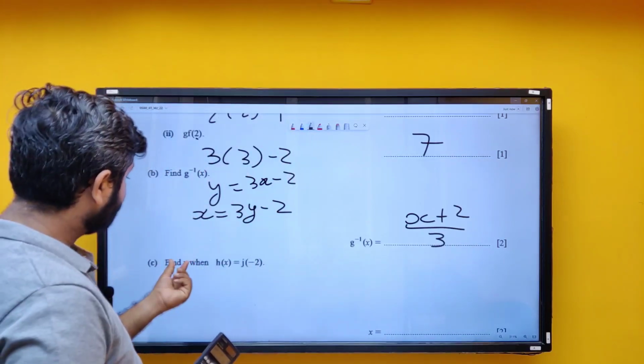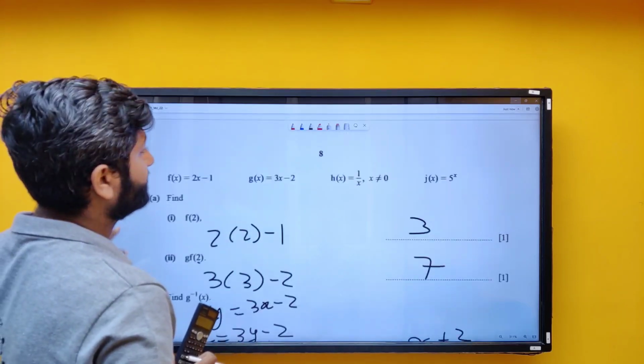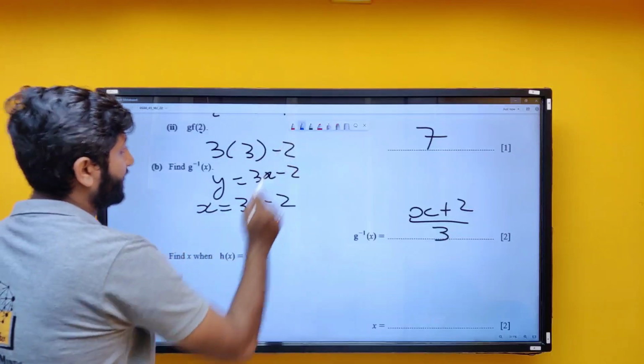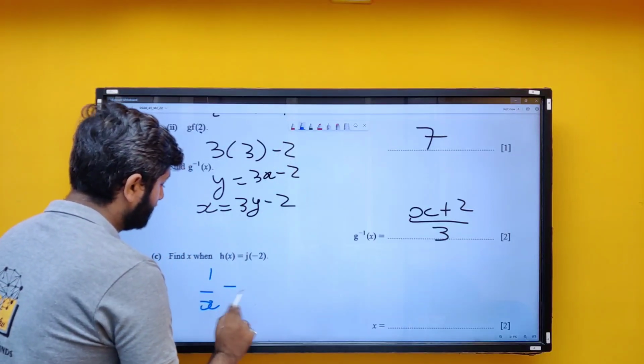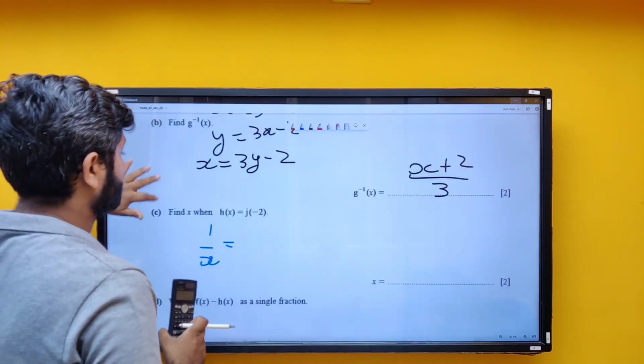Next, find h when h of x equals g of minus 2. So h of x is 1 by x. So I have 1 by x equals g of minus 2. g of minus 2 is 5 power minus 2.